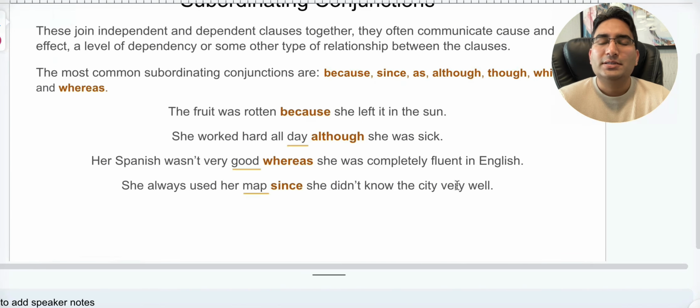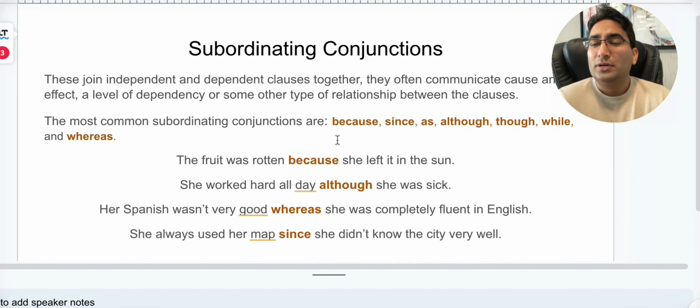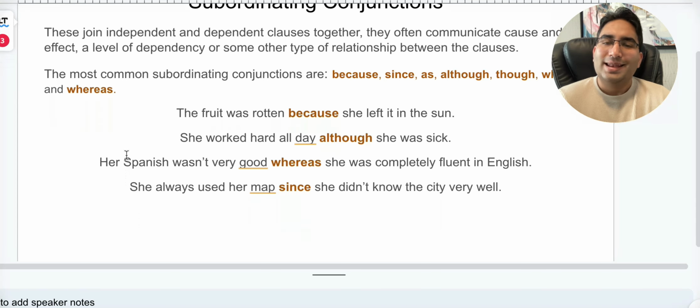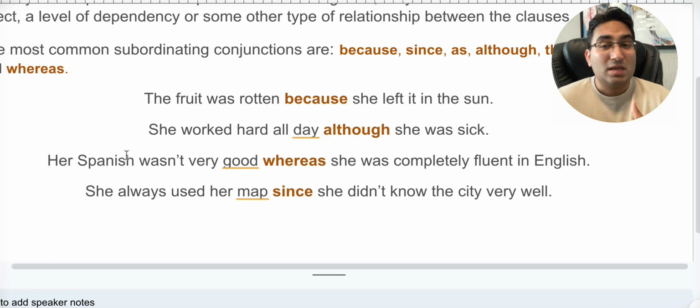Let's look at another type of conjunctions, which is subordinating. Now, in this case, the words that you would want to use are because, since, as, although, though, while, and whereas. Now, these words are to be used not when you have independent clauses, not when two things are completely different, like they were earlier. Instead, in this case, we have things that are happening maybe at the same time, or they are talking about the same situation taking place.